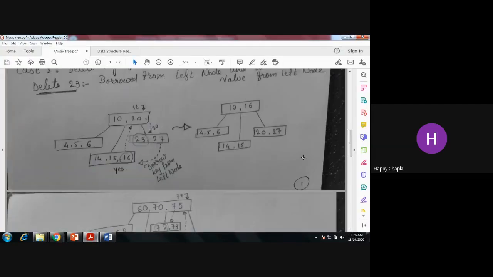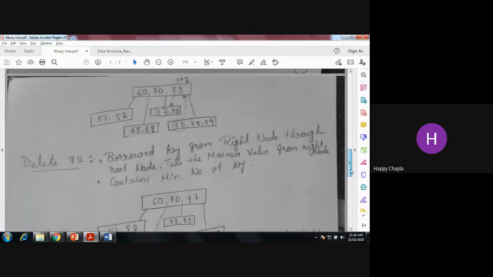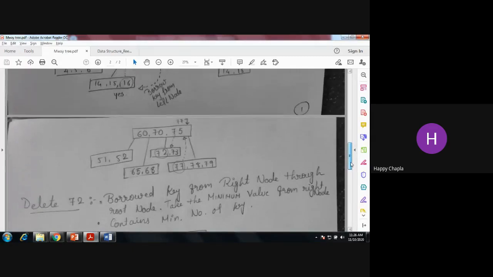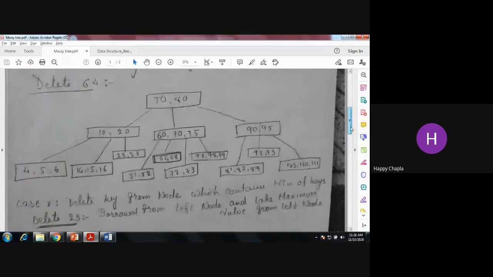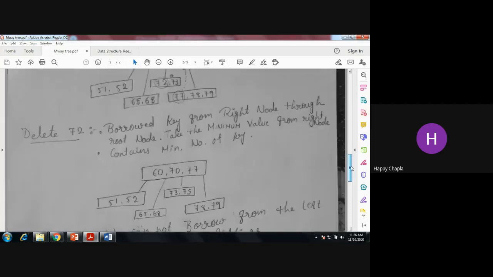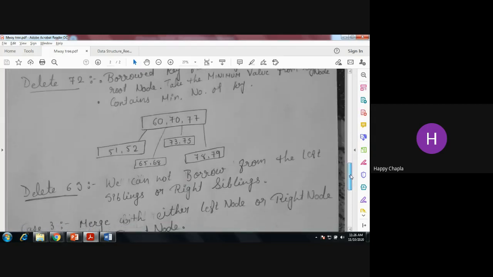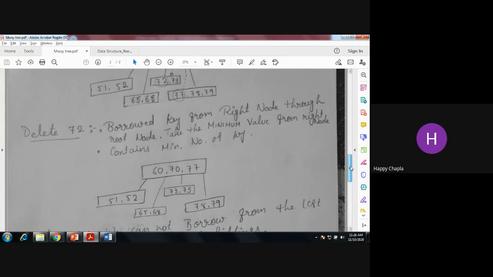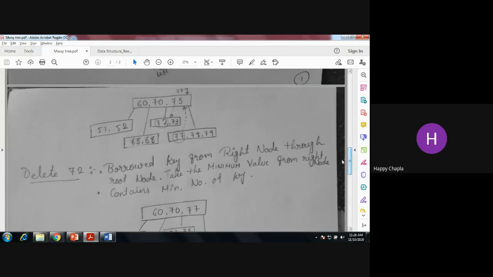Case number 2. Same thing. What are we trying to delete? We are trying to delete the 77. Check over here. Where is 77? Here is the 77. It's simple. There is no major issue with this 77. But if we are trying to delete the 73, then what will happen? If we are trying to delete this 73, then what will happen? Or maybe 72. Okay, see this scenario.